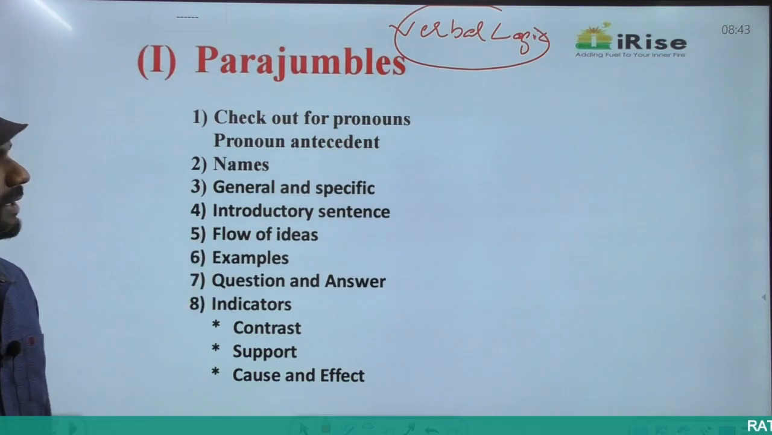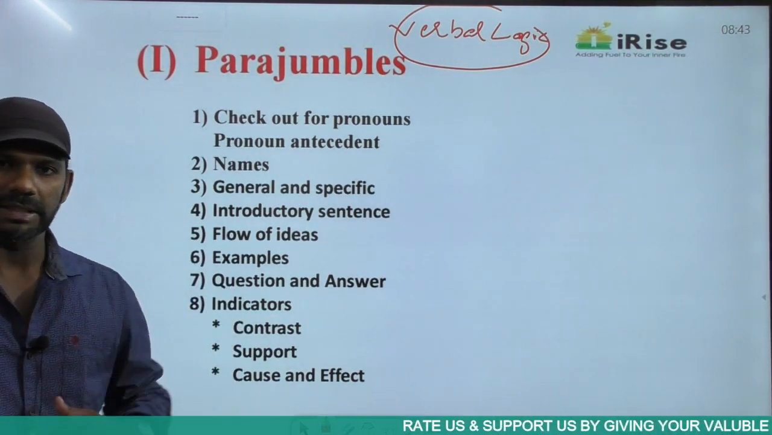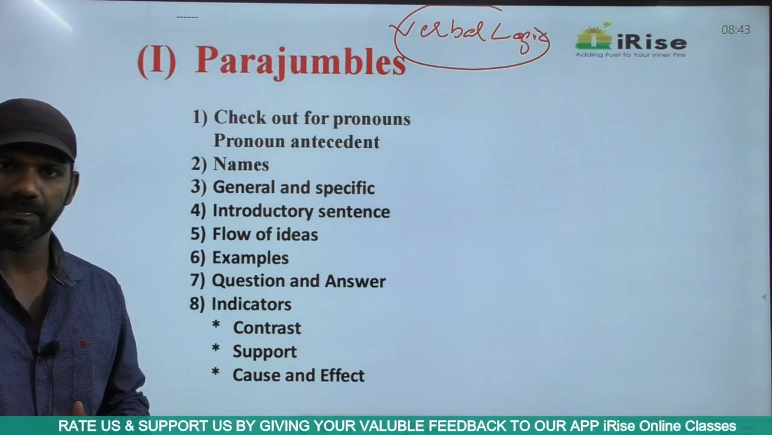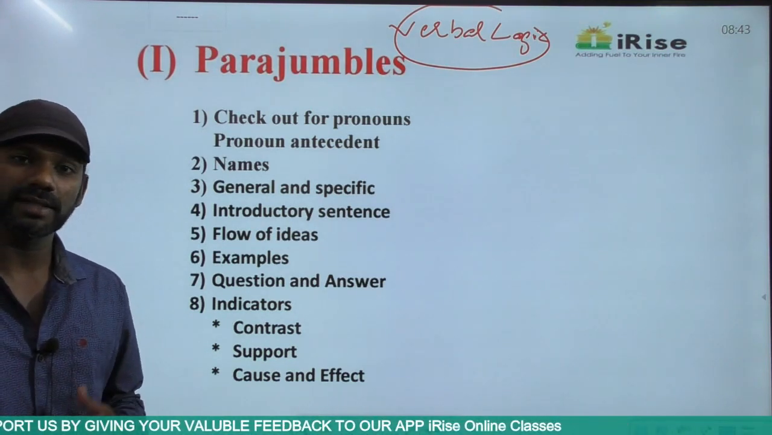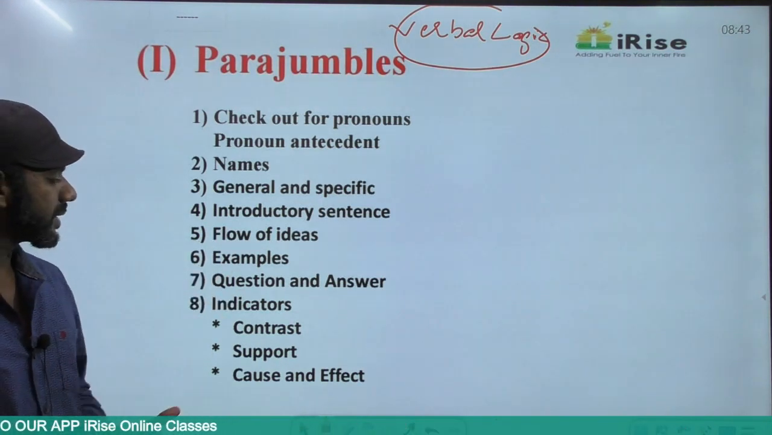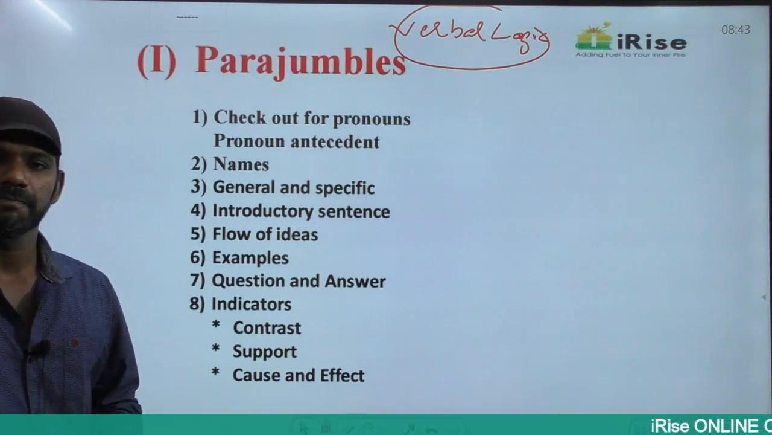You know how a parajumble question will be. 4 or 5 sentences will be given and they'll be jumbled. And our task is to arrange the sentences in the right order. So there are some concepts to be followed while arranging the sentences. I'll take you through all those concepts in detail, then we'll try solving an exercise on this topic.